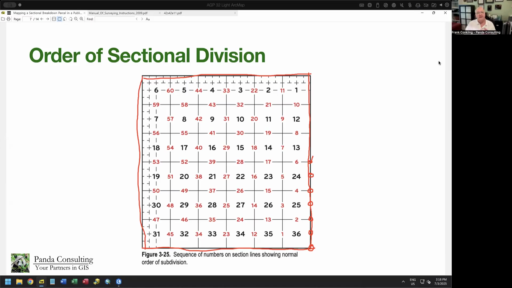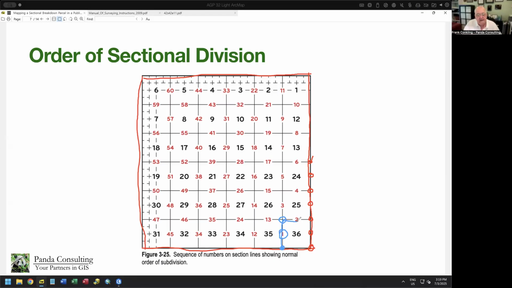Now, once they get an assignment to break up that section, they are given instructions on how they're supposed to do it. They start down here at the southeast corner of section 36. They go due north, again using their astronomical readings, and they set a monument half a mile north. Then they go another half mile north and set another monument. Then they head due east.